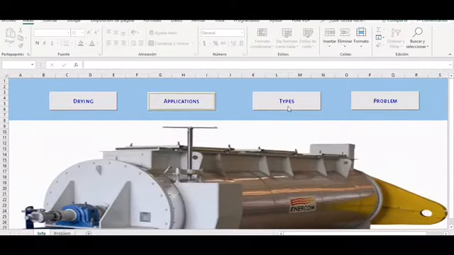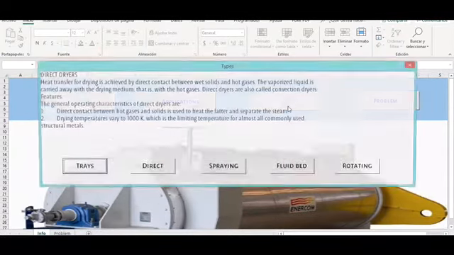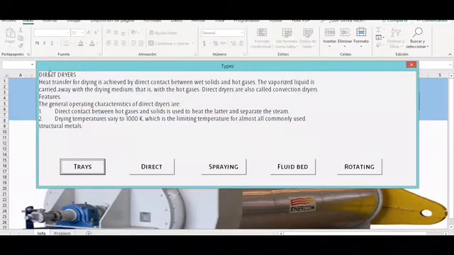So the third button consists on the types. We're gonna be talking about direct dryers, and these two are the general operating characteristics, which are the direct contact between hot gases and solids, and these kind of variations of temperature. So we have 5 buttons of 5 different equipments used to dry.